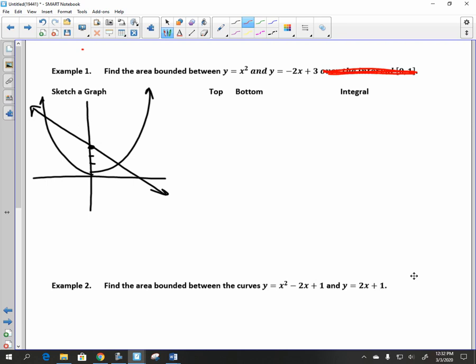So as I draw a rectangle between those two, if you look at the width of the rectangle, it has what we call horizontal width. So I classify it as dx. If I want to determine the height of the rectangle, I do the top function minus the bottom function. What's the top function?